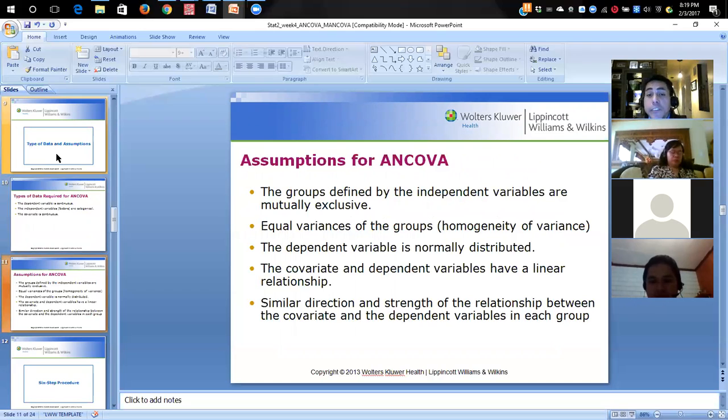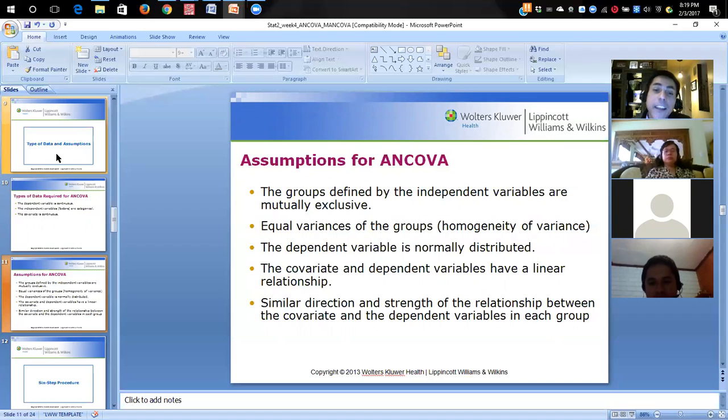So the assumptions for ANCOVA are that the groups defined by the independent variables are mutually exclusive, that there is homogeneity of the variance, which is again the Levene's test, and that the dependent variable is normally distributed. So we're going to check that, make sure that the bone mineral density has a normal distribution. And that the covariate and dependent variables have a linear relationship.